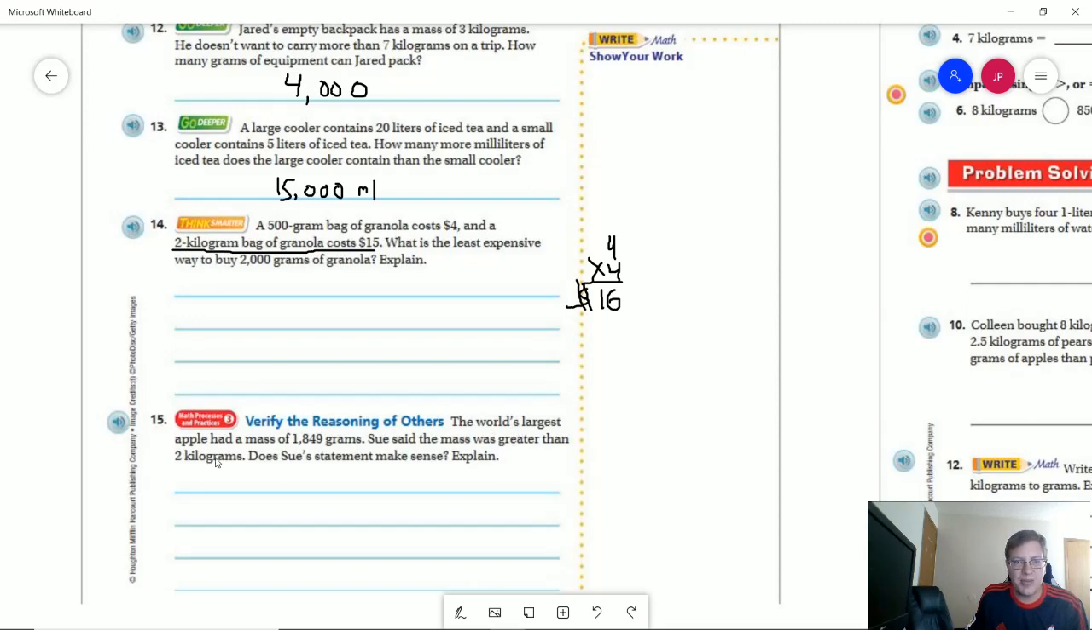The world's largest apple has a mass of 1,849 grams. Said that the mass was greater than 2 kilograms. Does that make sense? Let's think about how many grams would be in a kilogram. That would be 1,000. Multiply that by 2. That would give us 2,000 grams. So this is actually going to be less.